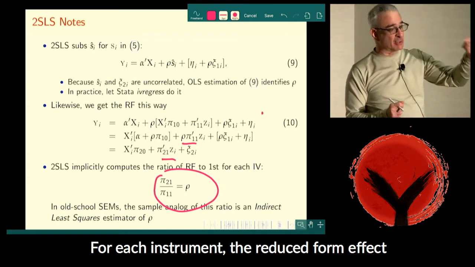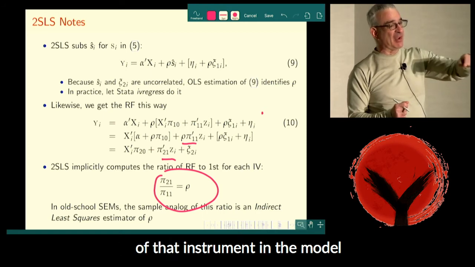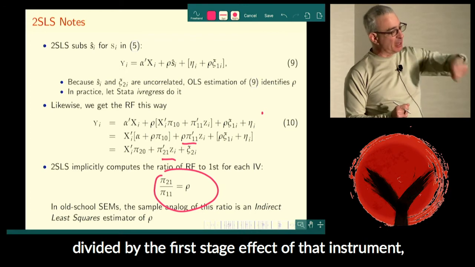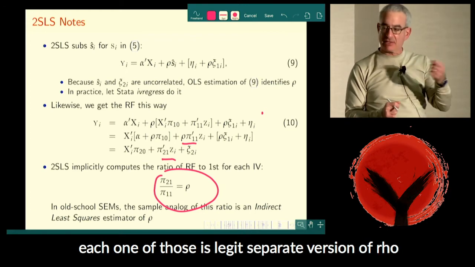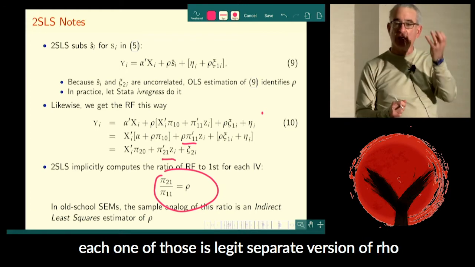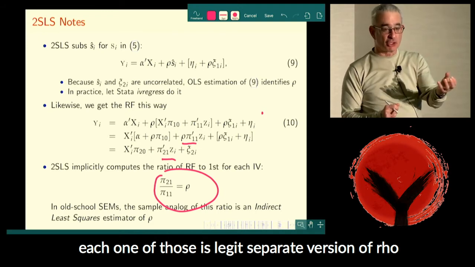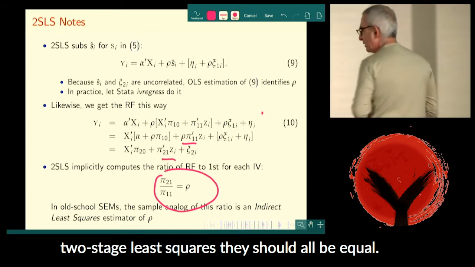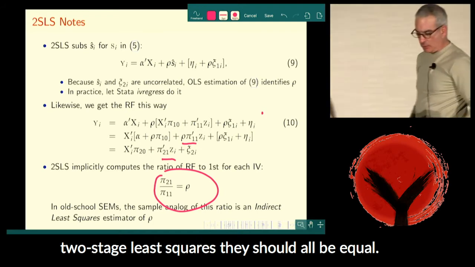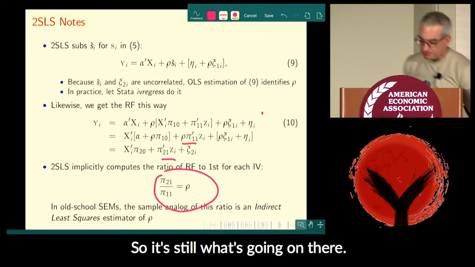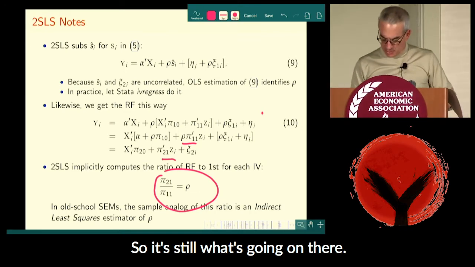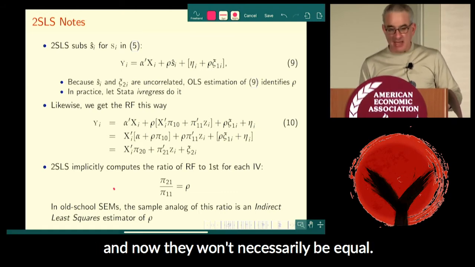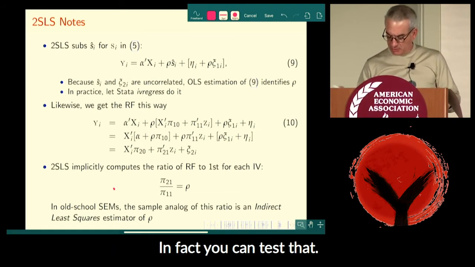For each instrument, the reduced form effect of that instrument in the model that has multiple instruments divided by the first stage effect of that instrument, each one of those is a legit, separate version of rho, and under the assumptions that motivate two-stage least squares, they should all be equal, okay? So that's what's going on there. And then if you put hats on it, it's an estimator, and now they won't necessarily be equal. In fact, you can test that.